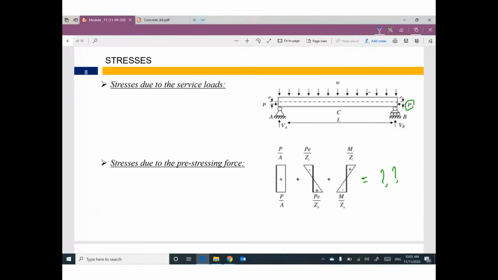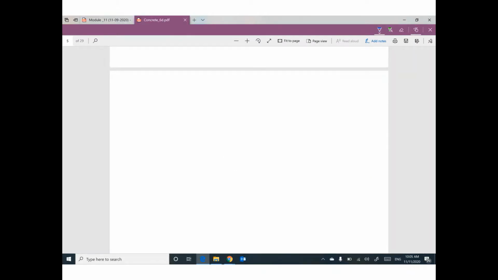Today I will start with how to calculate stresses and how to check these stresses according to ACI. And we have some examples we need to cover. But before starting, we need to go back to strength of material or mechanics of material.